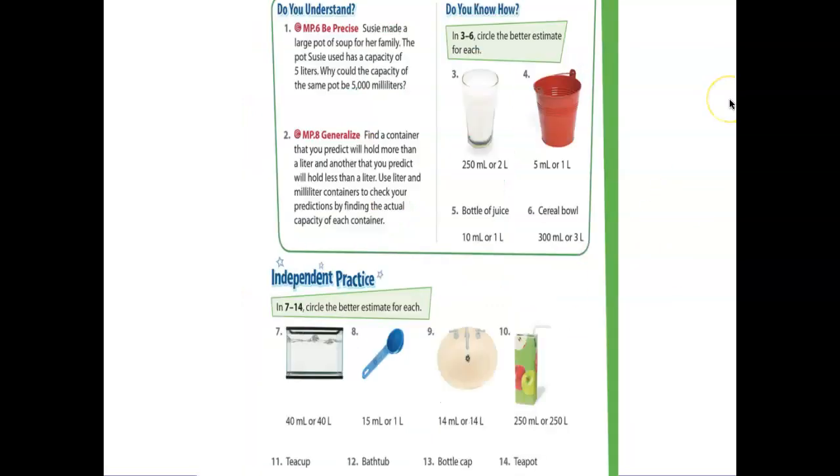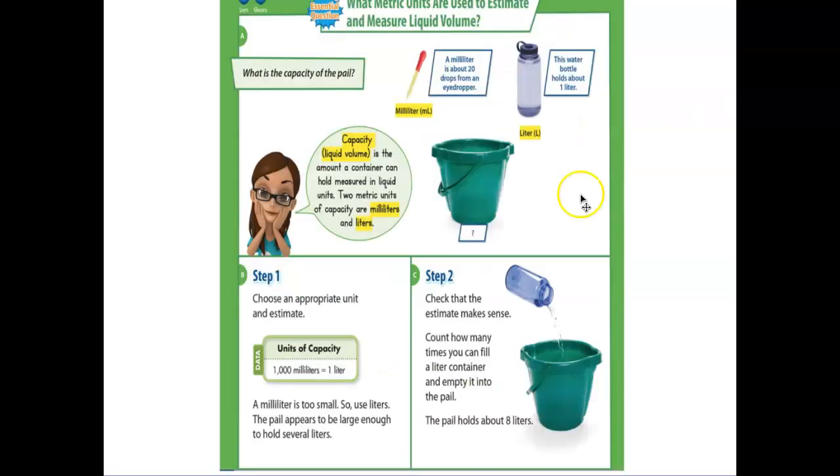So let's look at the next page. It says, Susie made a large pot of soup for her family. The pot Susie used has a capacity of 5 liters. Why would the capacity of the same pot be 5,000 milliliters? So if you remember, if 1 liter is equal to 1,000 milliliters, then 5 liters would be equal to 5,000 milliliters.